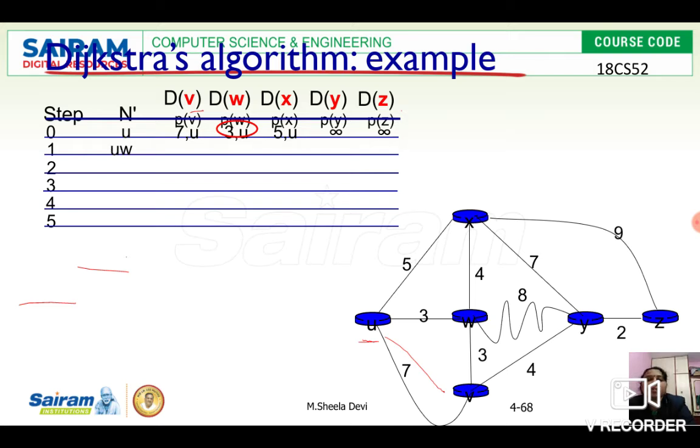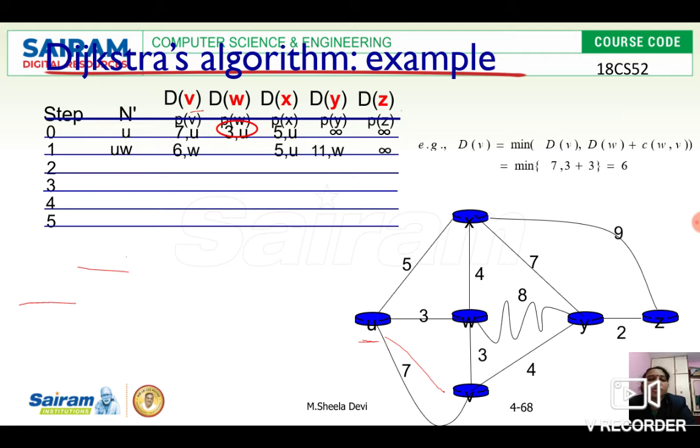And now I have to check whether from U to the destination V through W any alternate path exists. Yes. So what is the cost? From U to W it is 3. From W to V it is 3. So 6. Already what is the value found here? It is 7. Is it lesser than the previous value? Yes. So we have to update as 6 comma W.